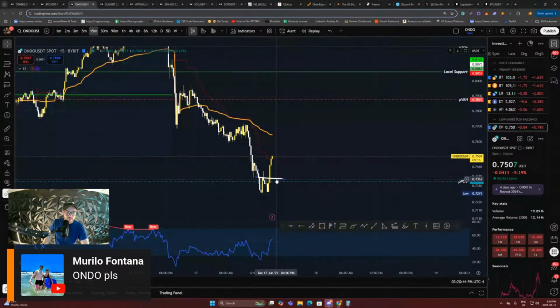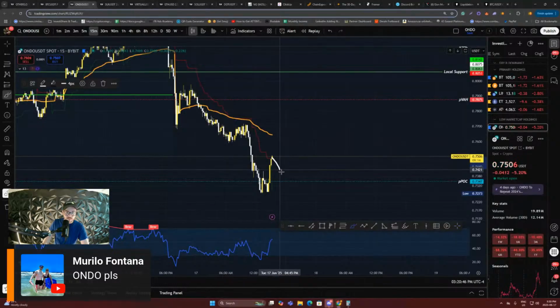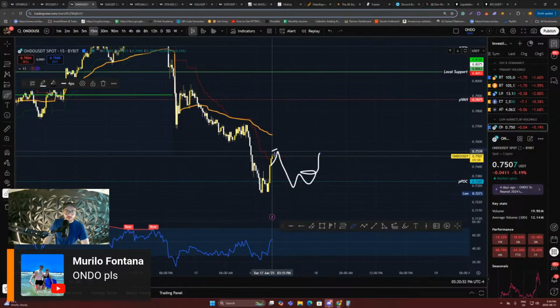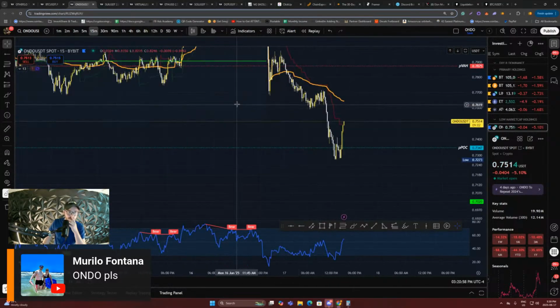If you're not in a long, then you're going to need to wait for a pullback to define structure for an entry. Maybe we'll fractalize, build another double bottom for a larger double bottom. But yeah, we're definitely in a big area of interest for Ondo as well, man.